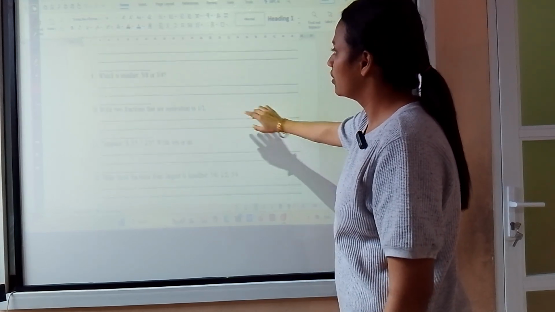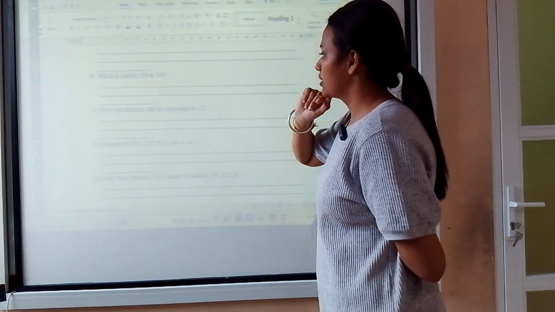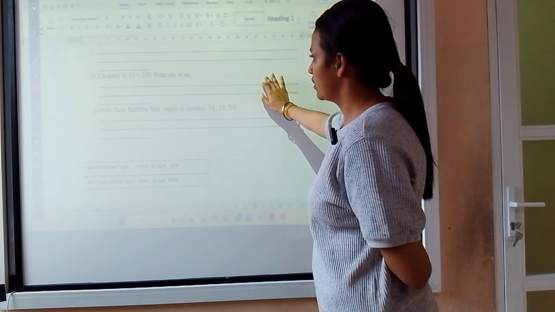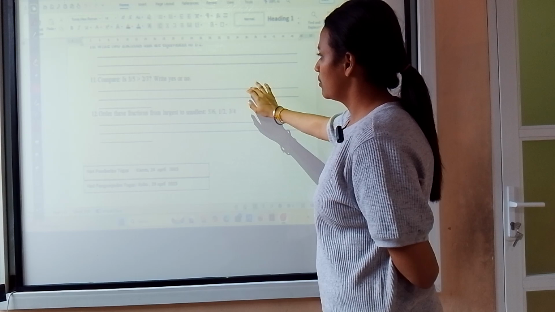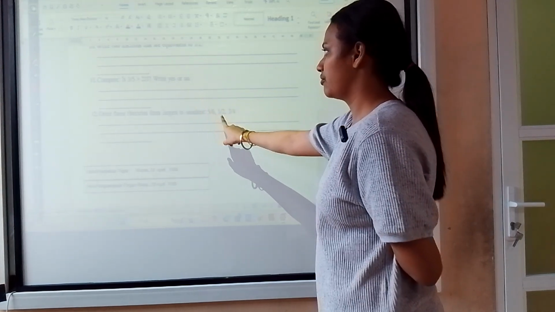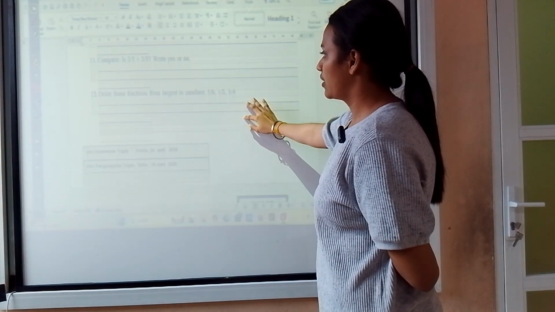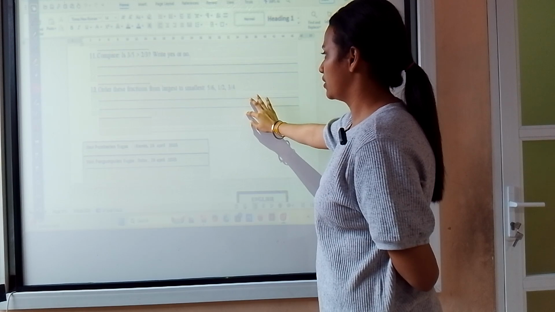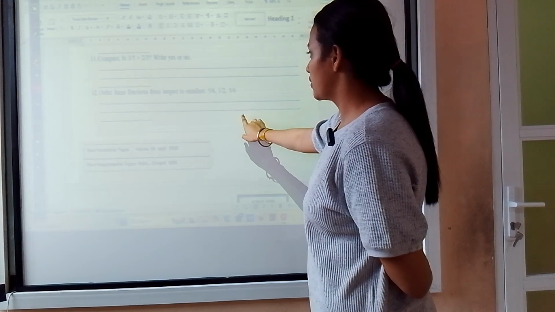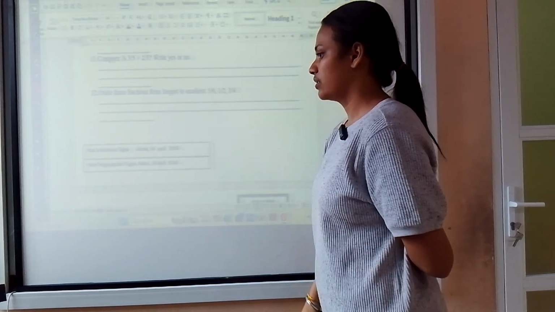Which is smaller, 5/8 or 3/4? It is 5/8. Next, compare: is 3/5 bigger than 2/3? So the answer is no, miss. Order these fractions from the largest to smallest. The largest in here is 5/6, and then 3/4 and 1/2.